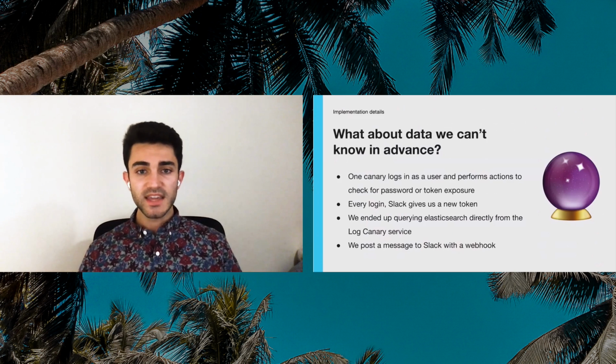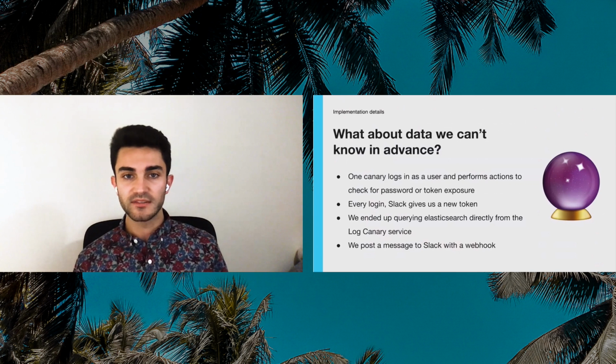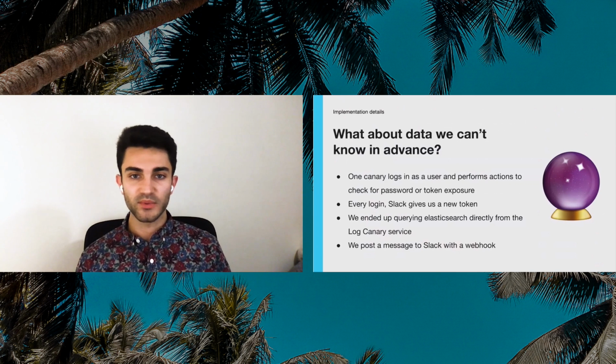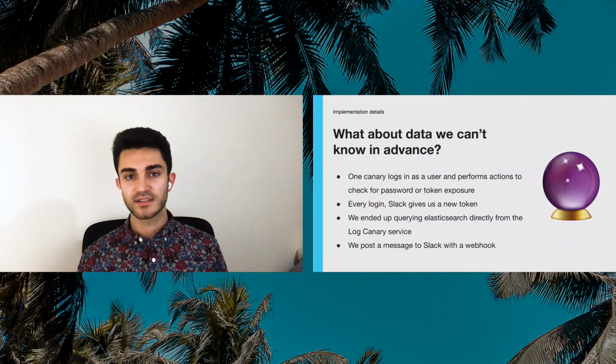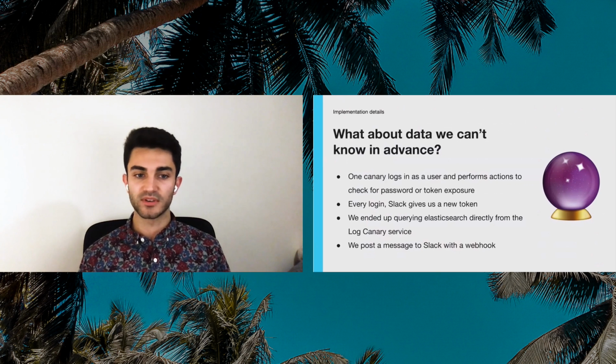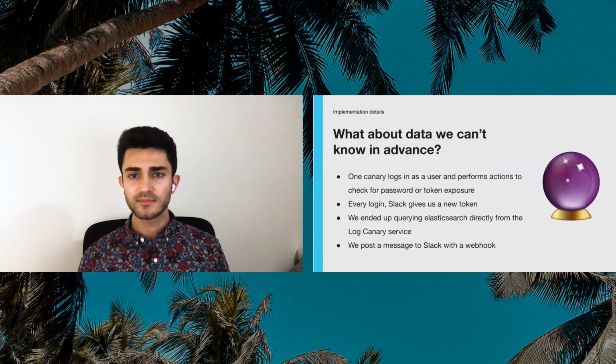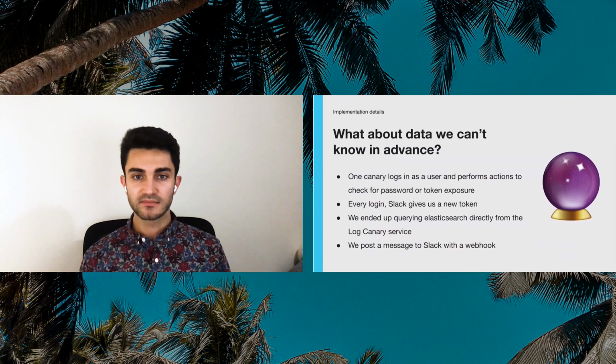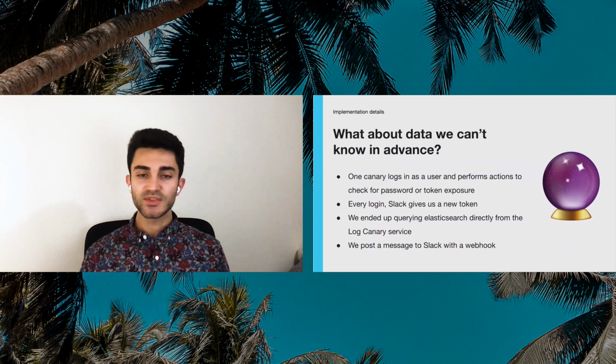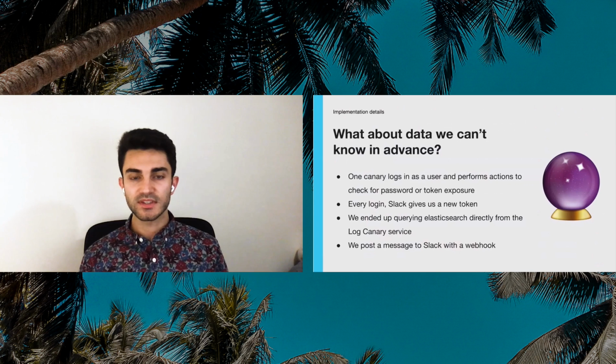So the pre-existing Canary strings work great for APIs where we can just plug them into the same place. But what about data we can't know in advance? One Canary that we find to be very important is a login Canary, where we'll log in with a username and password, and then we'll try to make requests using the token that Slack grants us. Slack gives us a new token every time we log in.